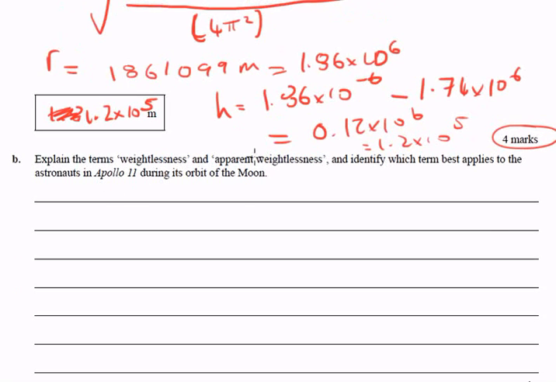Explain the terms weightlessness and apparent weightlessness and identify which best applies to the astronauts during the orbit of the moon. Alright, so weightlessness is being completely outside a gravity field.